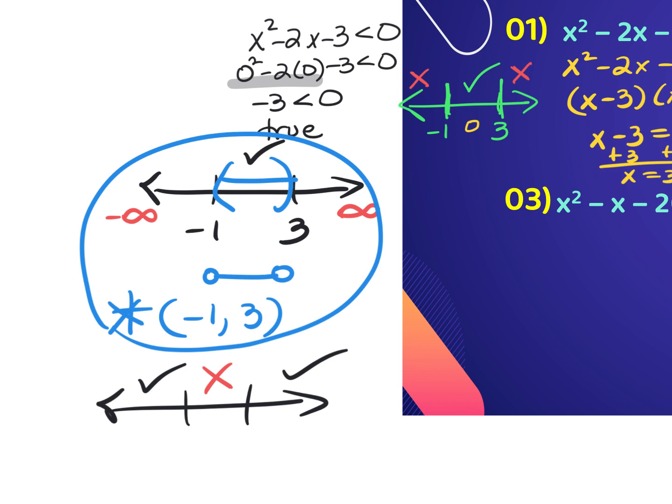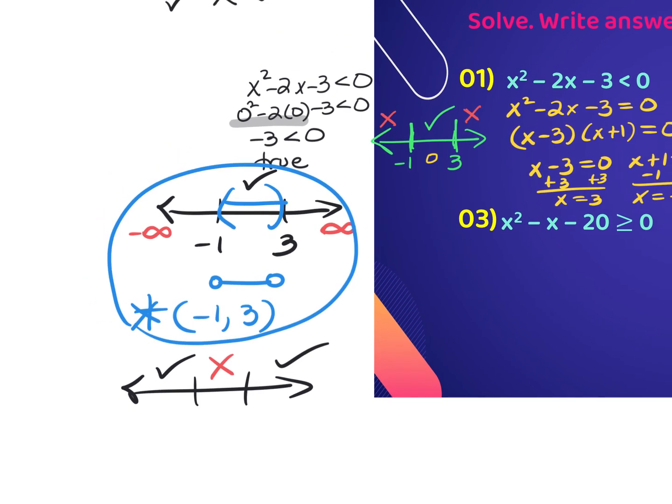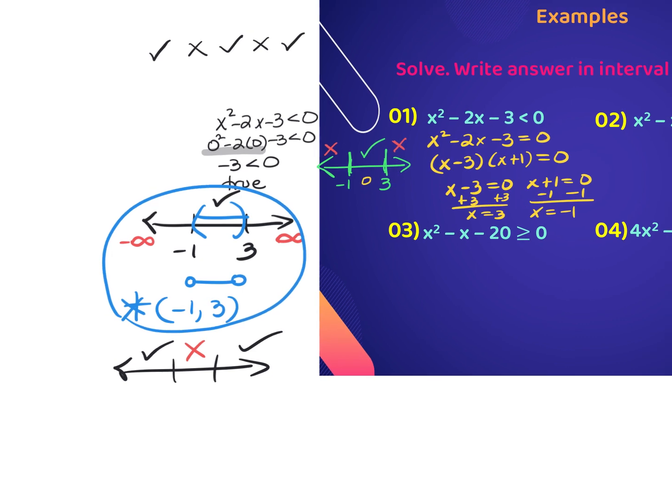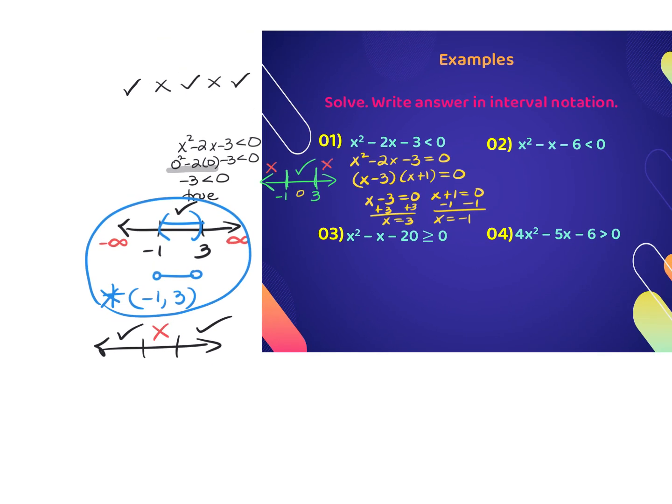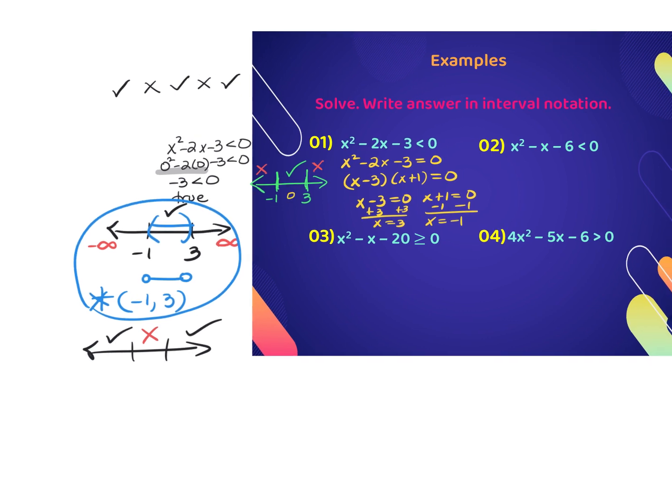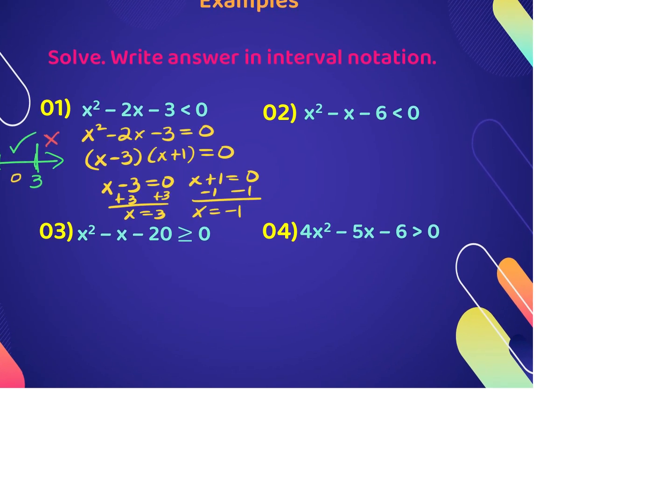Let's try number 2. Again, I'm looking to see if my inequality has a 0 on the left or the right, and it does. It's got it on the right. So now I'm going to go ahead and take my quadratic equation, set it equal to 0, and factor it.